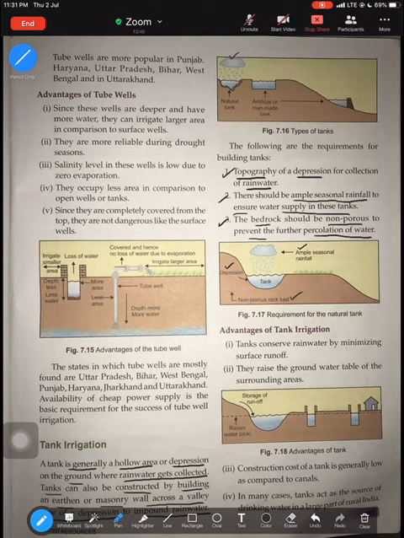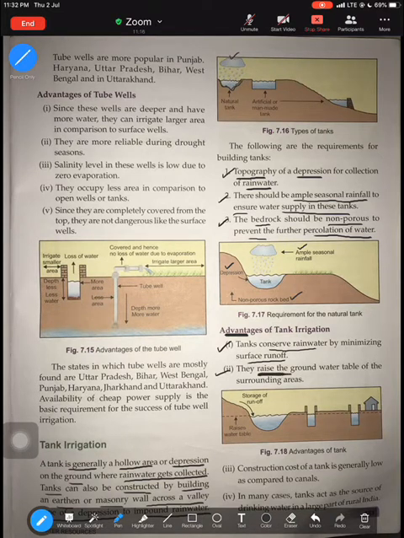Now, what are the advantages of tank? You must learn a few advantages. First, tanks conserve rainwater by minimizing surface runoff. So one very important advantage of tank irrigation is that because rainwater is being collected, this really helps in minimizing surface runoff and causing soil erosion or landslides or floods. So if you collect the rainwater, then definitely the runoff would be less. So that's one important advantage of tank irrigation.